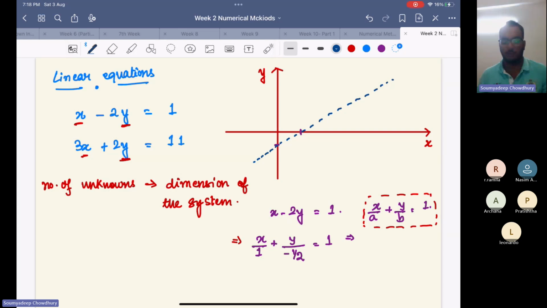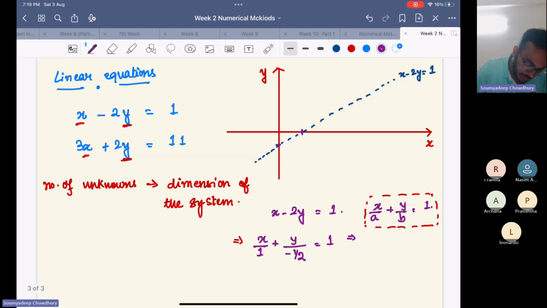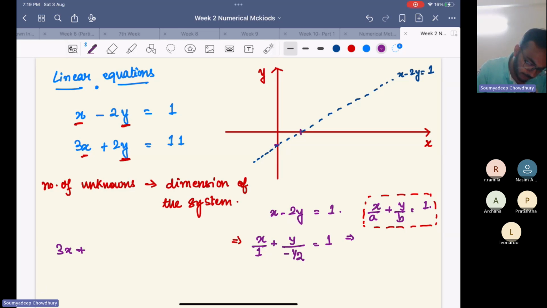So this is the plot of my line. I have drawn it with a dotted line. Okay, so this equation is x minus 2y equals 1, and another equation is 3x plus 2y equals 11.